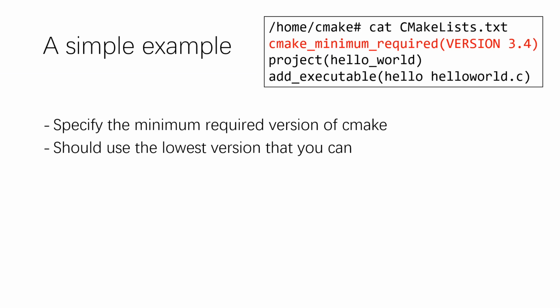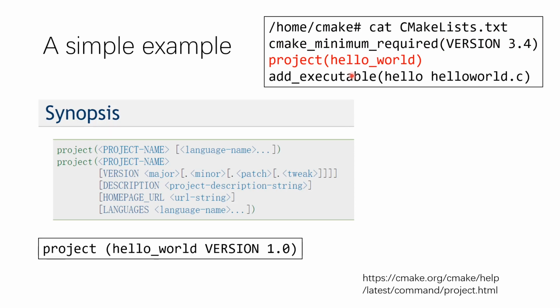So the first command specifies the minimum required version of CMake. For example, my CMake is 3.16, so I can use 3.4 or 3.5. Then let's see the second command, project. It specifies the name of the project, but here we can specify more information besides the project name. For example, the version of your project. You can use the keyword VERSION and set the version number here.